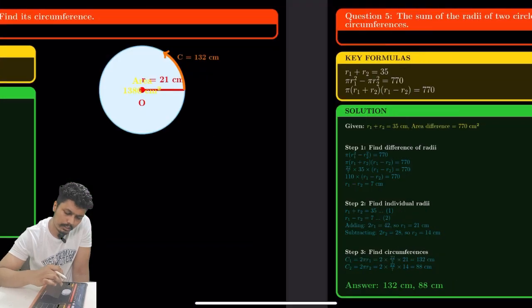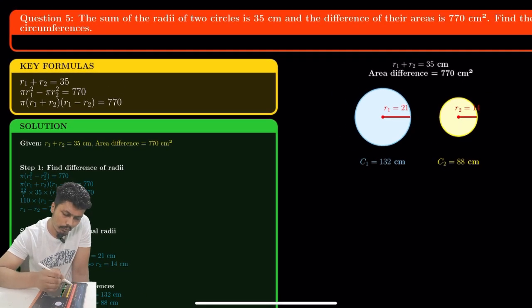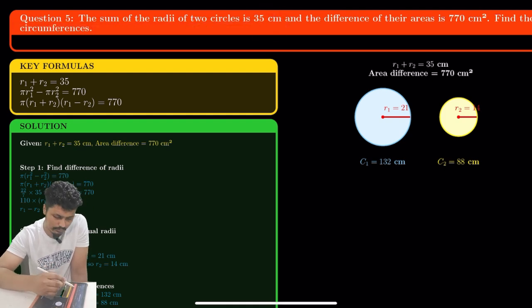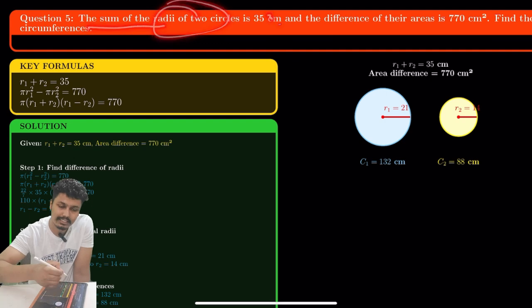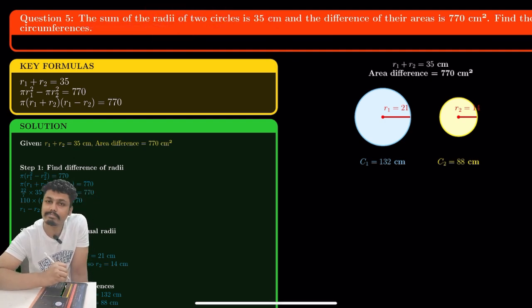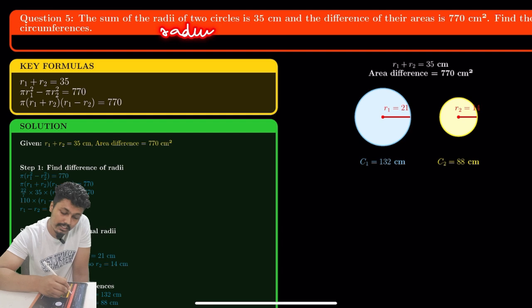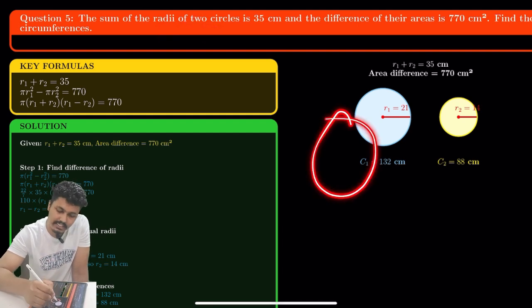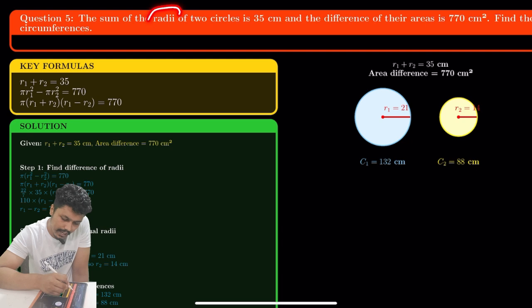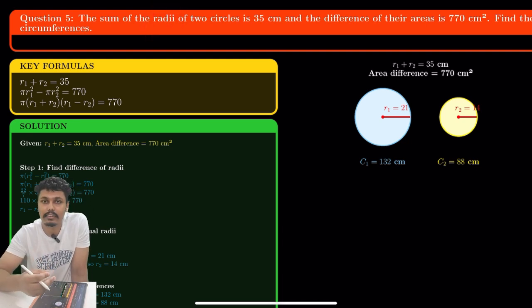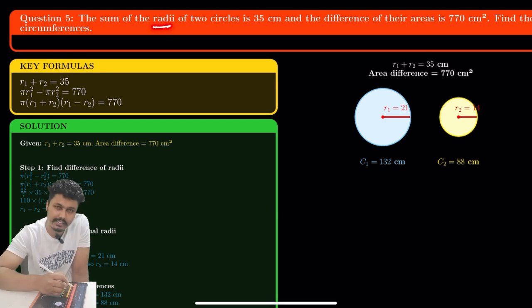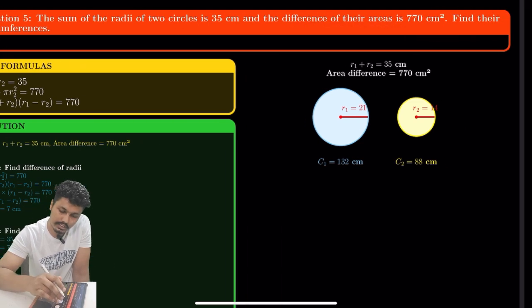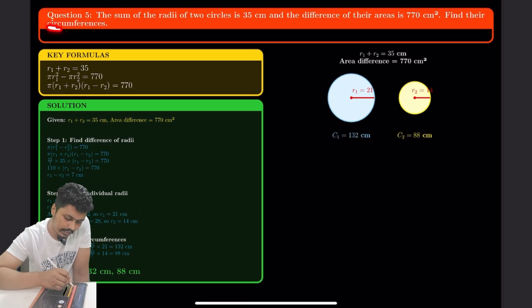Next question, question number 5. What does the question say? The sum of radii of two circles is 35 centimeter. Sir, what is radii? Radius is singular, when only one circle is given. Radii means more than one is given. Radii is plural. The difference of their areas is 770 centimeter square. Find the circumference. Easy question.